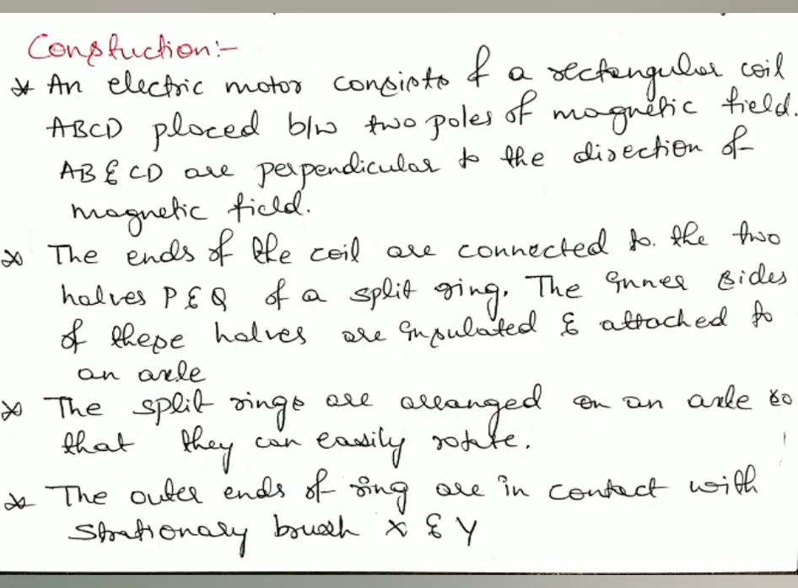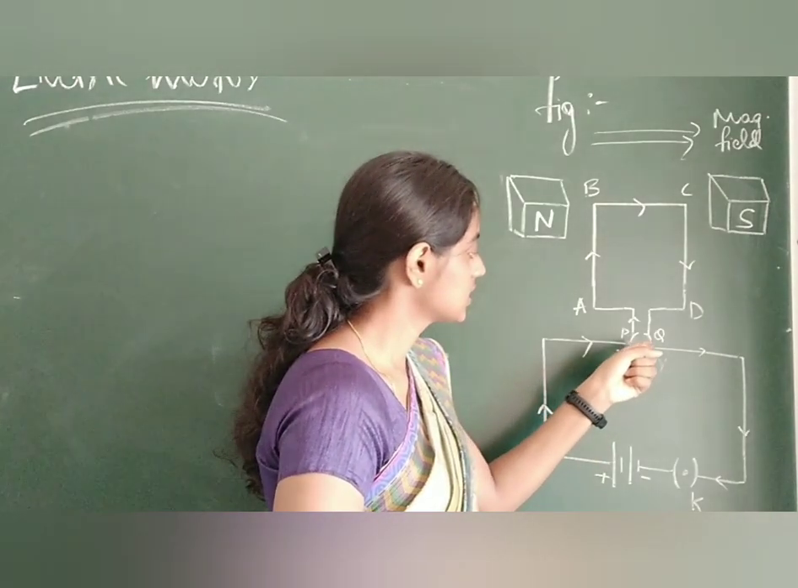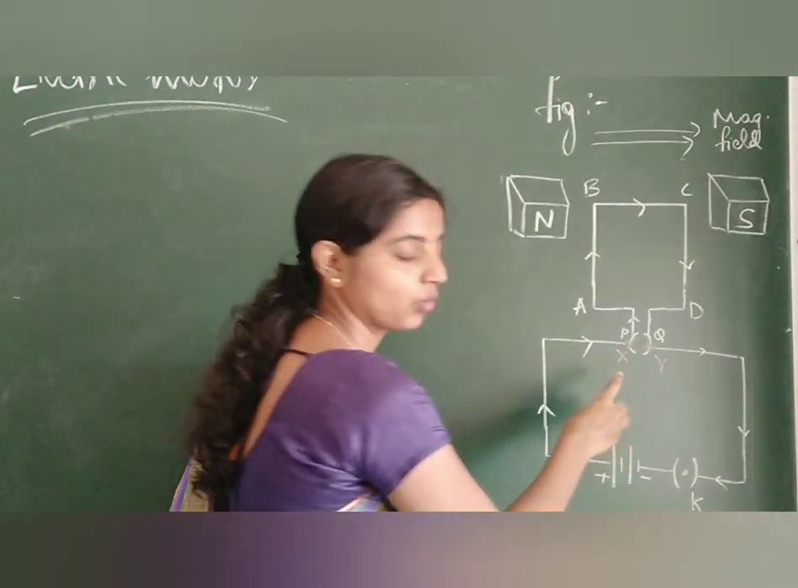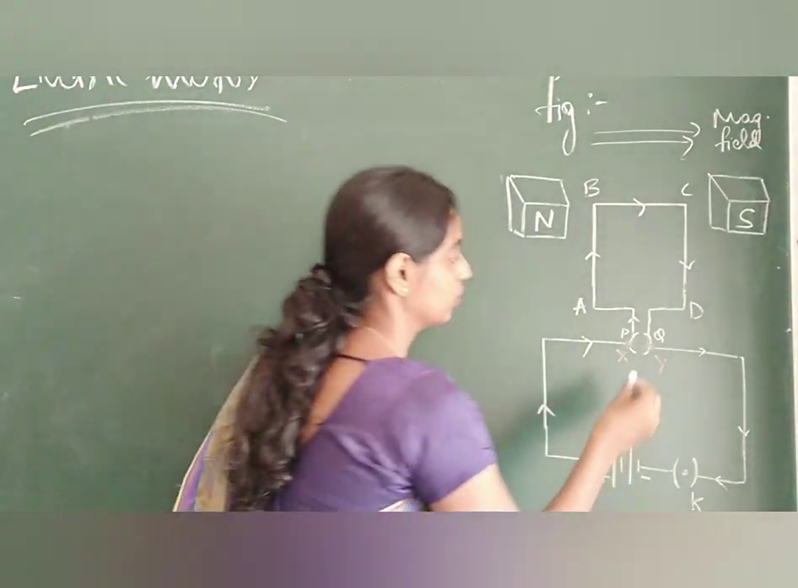And the ends of the coil are connected to the two halves, that is P and Q, of a split ring. The inner sides of these halves are insulated and attached to an axle. So here these P and Q are attached to an axle, right? Now I am writing the diagram. Make sure you write it.